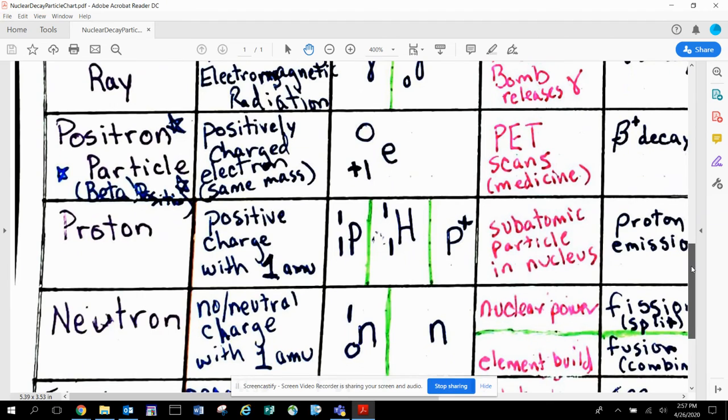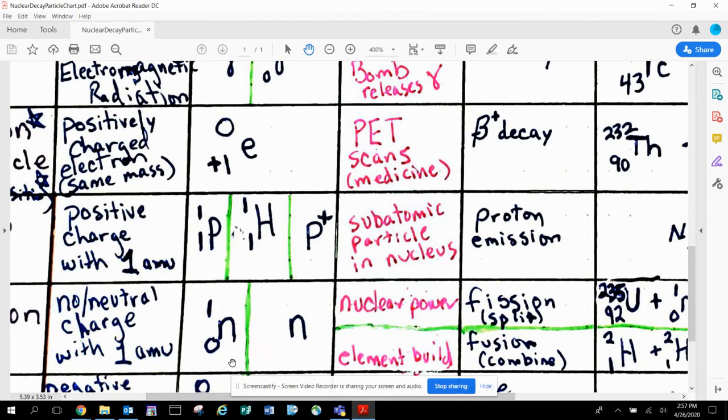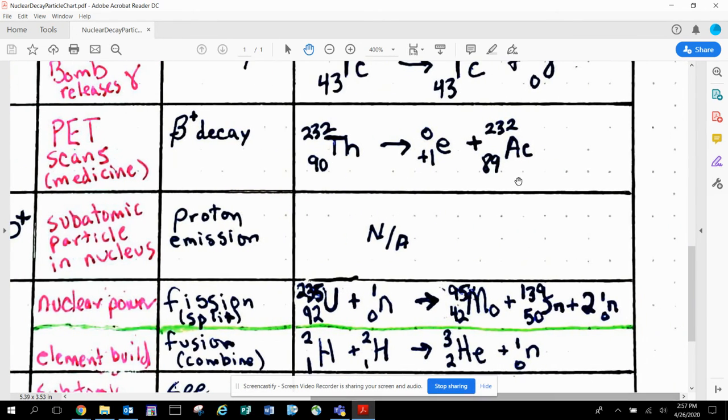Positron decay, we kind of went over a little bit. The positrons are beta positive particles. It's hard to see there, but it's beta positive. And a positron is a positively charged electron. It's positive charge, but it's not in the nucleus. Positrons are used a lot in PET scans, if you've heard about those in medicine. And they're involved in beta decay. And here's an example of a beta decay. So thorium-232 beta decays into actinium-232. Notice once again, 90 equals, that arrow's like an equals, 1 plus 89, and 232 equals 0 plus 232.